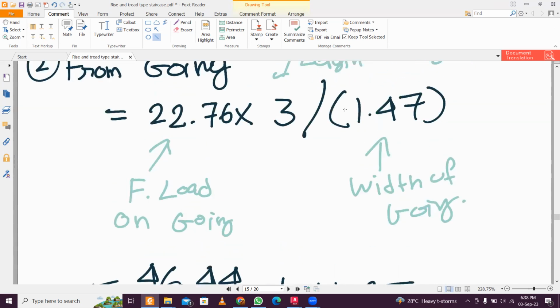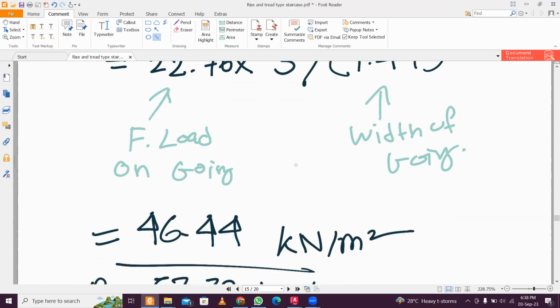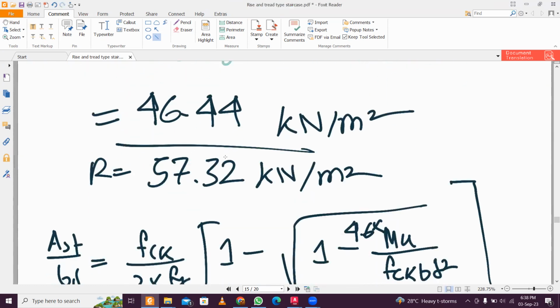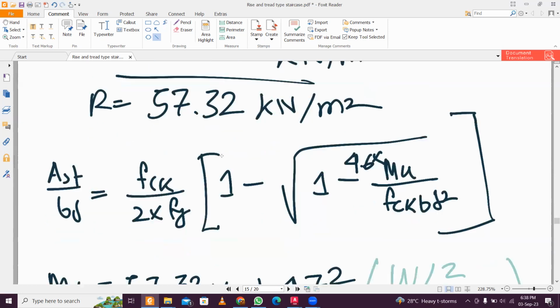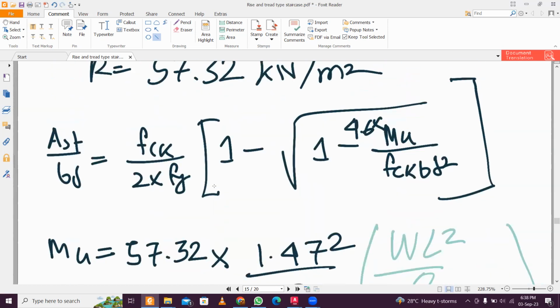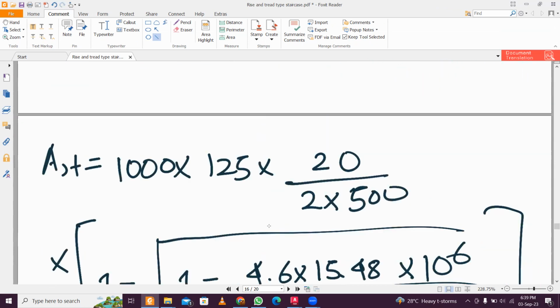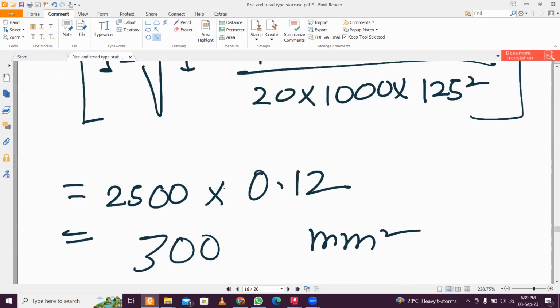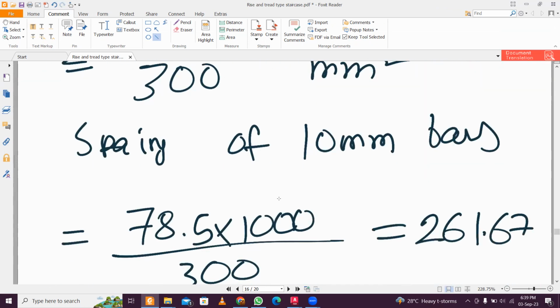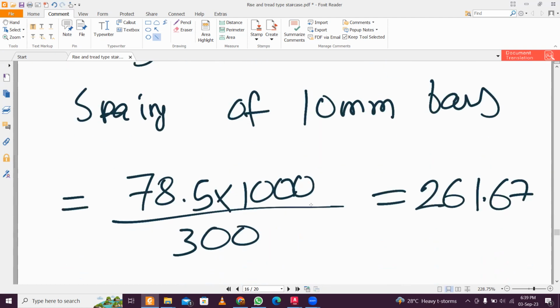So if there are 2 landings, in the case of a dog-leg staircase, there will be a 2 here. So we'll just add a 2 here in the case of a dog-leg staircase. So reaction is coming this much. So when we have reaction, we can find Mu. Mu is equal to WL square by 8, which is the center moment for the UDL. So with WL square by 8, we calculate the Mu and simply put it in the formula of the Ast, and we find the required Ast. Required Ast is 300 mm square per meter, and 78.5 is 5 into 10 square.